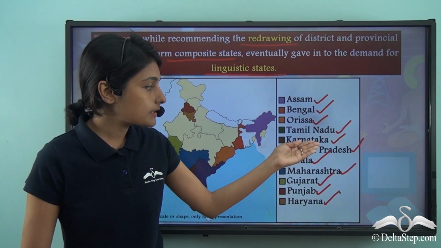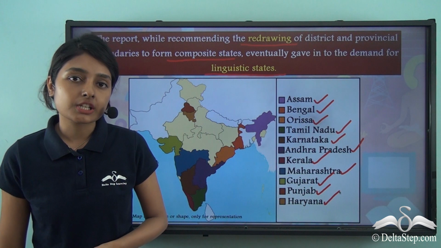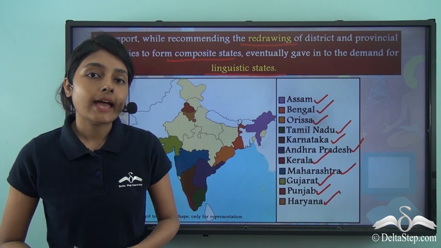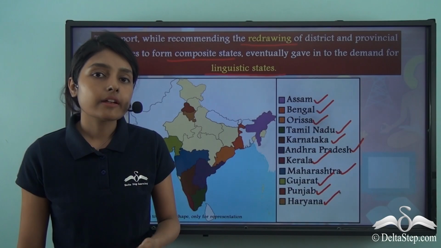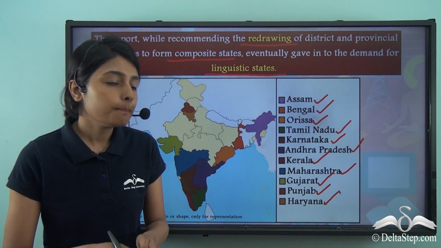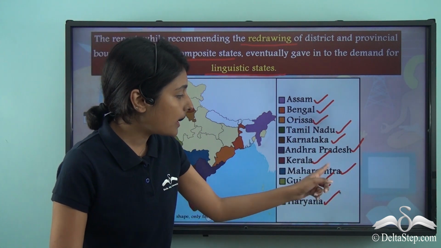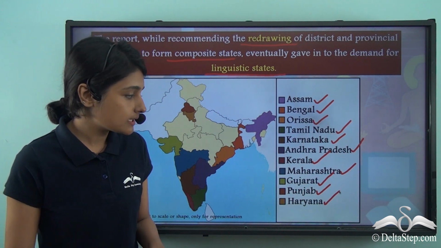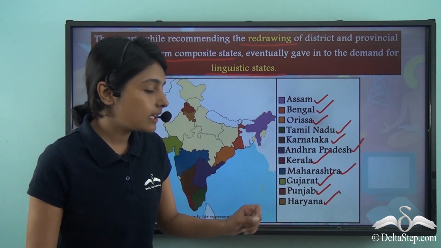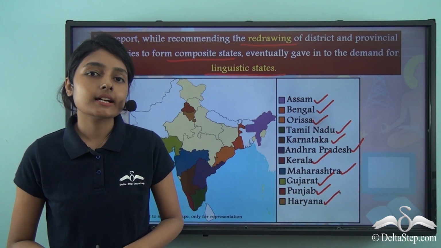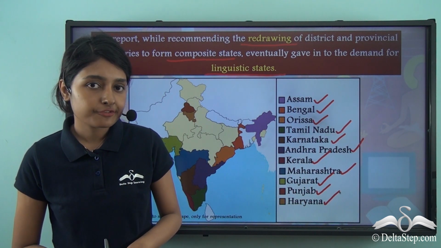We have already learnt about the formation of Andhra Pradesh that happened by the joining of Andhra and Hyderabad. And Kerala was to be formed for the Malayalam speaking people. Bombay got broken up into Maharashtra and Gujarat. And Punjab got divided into Punjab and Haryana. So this is how the map of India seemed in the 1950s.